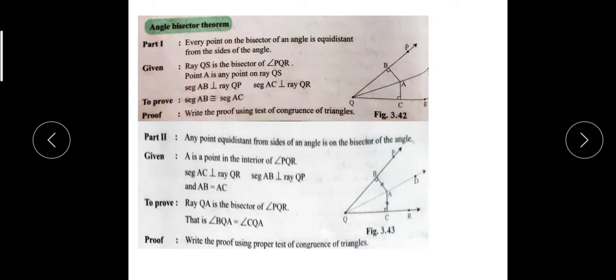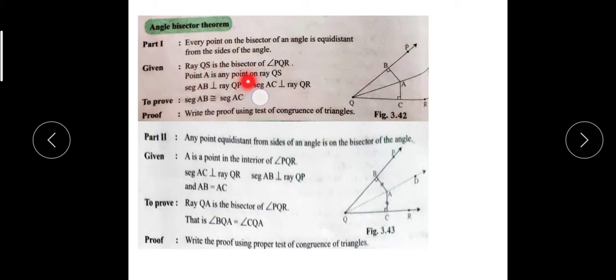Angle bisector theorem. Angle bisector theorem, what does it say? Now listen, here the proof is not there. I will explain it to you, but you have to write it. Every point on the bisector of an angle is equidistant from the sides of an angle.